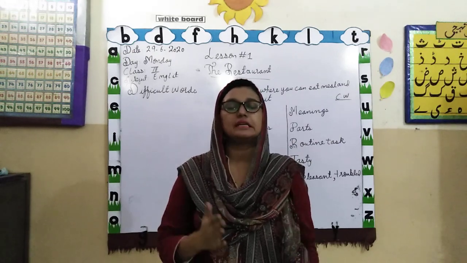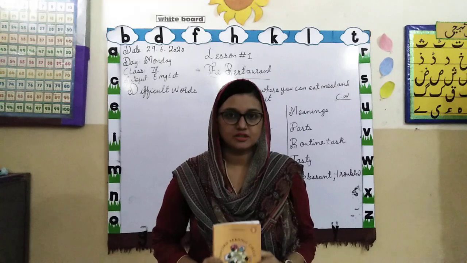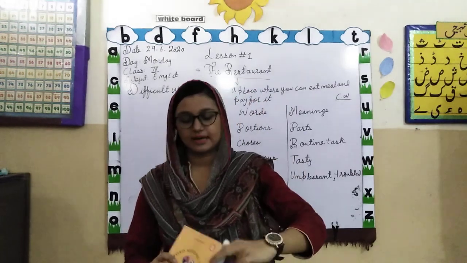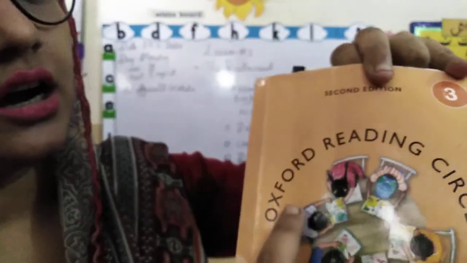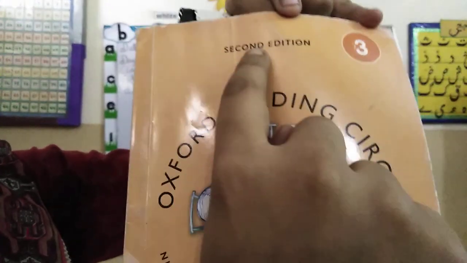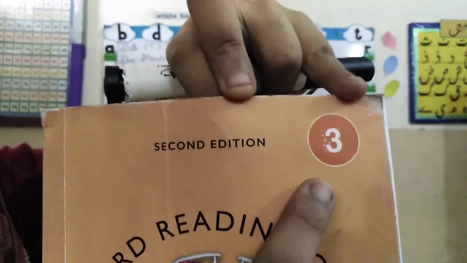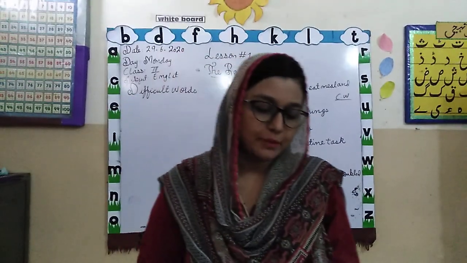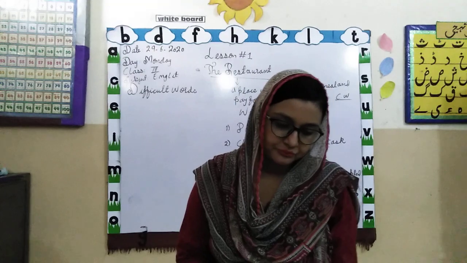Today we are going to read the lesson of English literature. I know you have a lot of books in your bag. The English literature book looks like this. You can see this book, Oxford Reading Circle, second edition, 3. Have you taken it out? Okay, now just open page number 9.